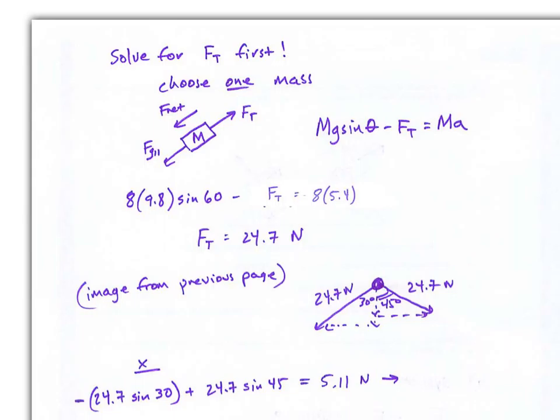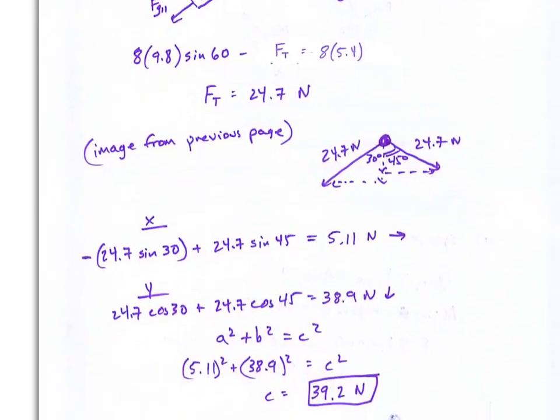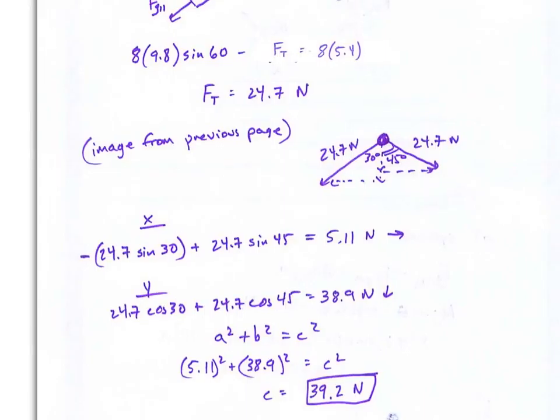Now, because the tension is 24.7, the tensions on both sides of the peg are not at the same angle, so they don't necessarily cancel each other out. Plus, they're both acting downwards, so those two vectors are going to add together. So really what we have to do is decompose these two tension vectors and solve for x and solve for y.